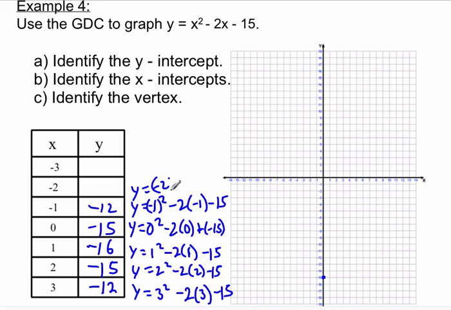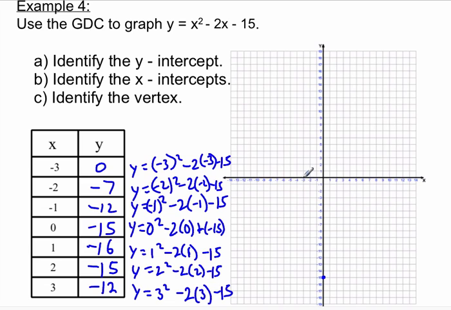Y equals negative 2 squared minus 2 times negative 2 minus 15. That equals 4 plus 4 is 8. 8 minus 15 gives us negative 7. And lastly, we got negative 3 squared minus 2 times negative 3 minus 15. We'll get 9 plus 6 is 15. 15 minus 15 gives us 0. Okay, so let's graph those points now.